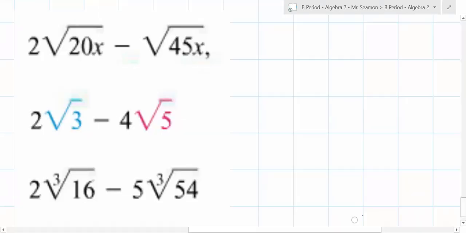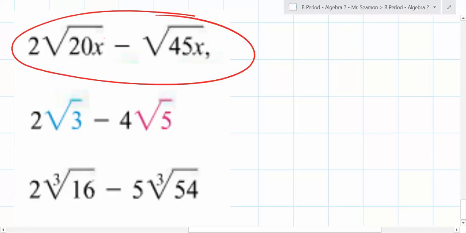Okay, I put everything right here. This first one here, can you just subtract them? No, because is it the same thing underneath the radical sign? So let's actually try working on it here. So we have 2 root 20x. What can you break 20 into? 10 and 2.